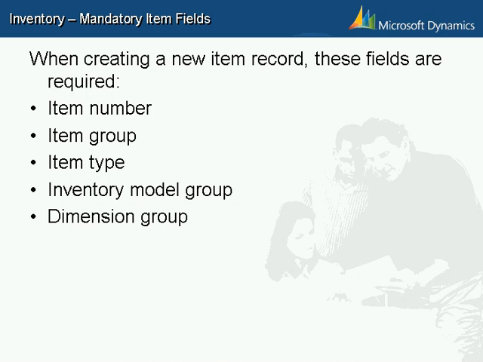Inventory, mandatory item fields. When creating a new item record, these fields are required: item number, item group, item type, inventory model group, and dimension group.